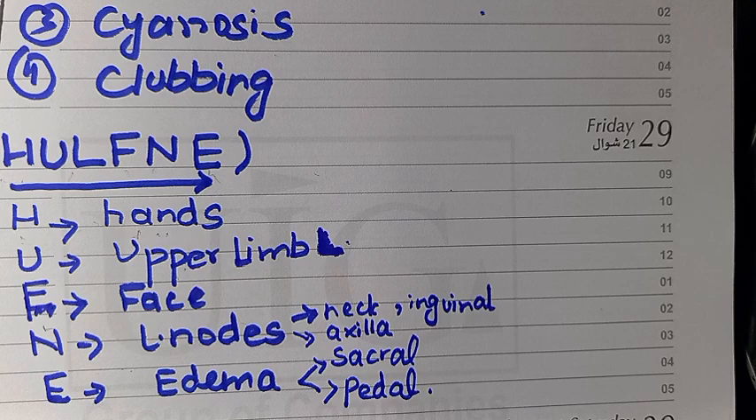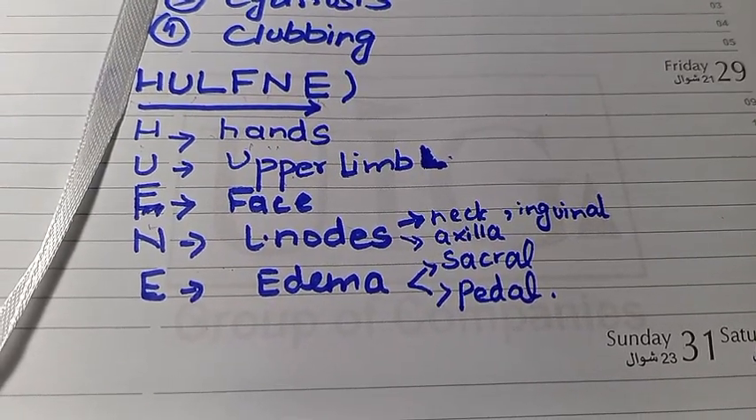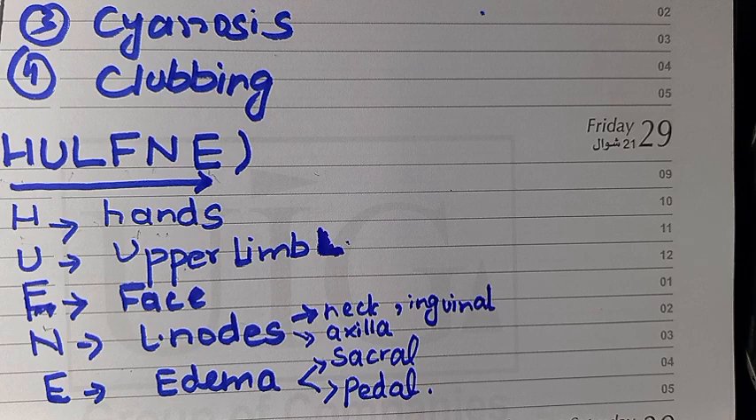Also, we look at the lymph nodes present at the axilla. There are five groups present in the axillary region. Five groups of lymph nodes are anterior, posterior, lateral, central, and apical. Then we look at the epitrochlear lymph nodes. After that, we do examine the inguinal lymph nodes.